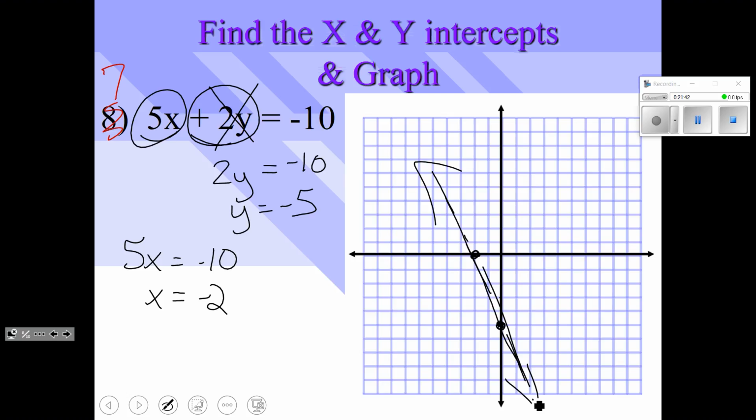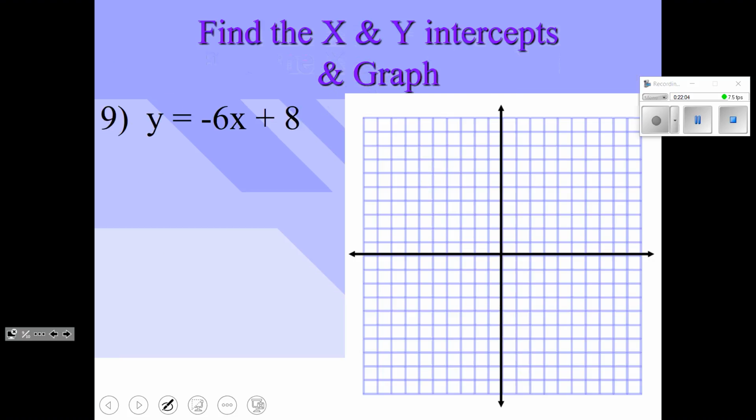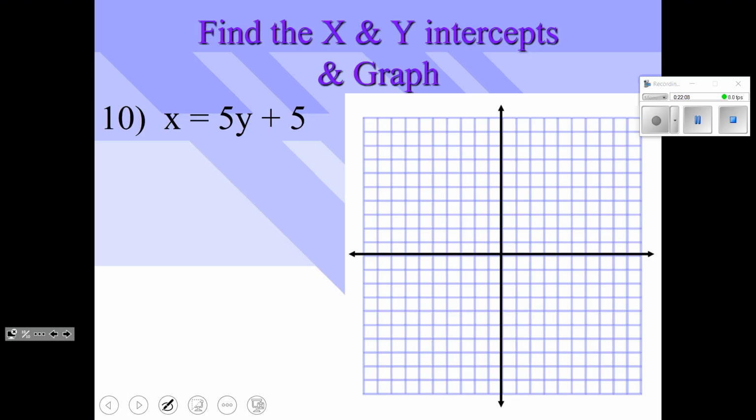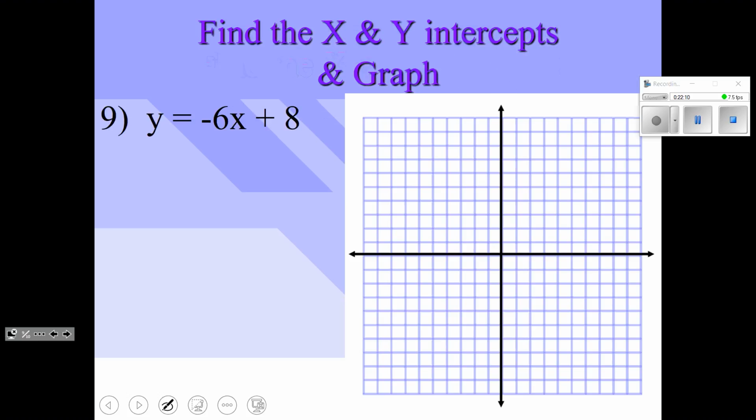If you don't like this way, what will I allow you to do on your homework? You can rearrange it and go y equals mx plus b and you can go up and over with your slope. Homework. It won't take you long. All right, I believe this is your last one. Actually, there's 2 more.